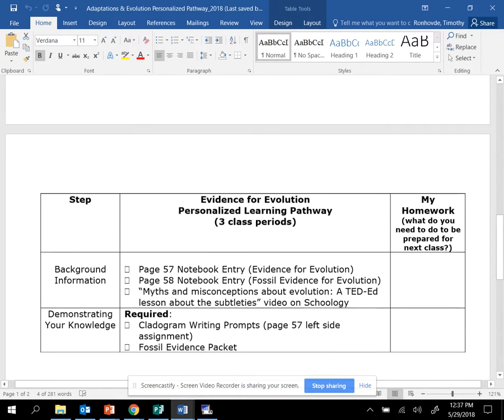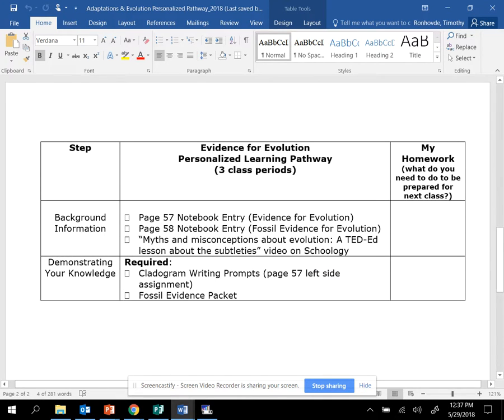There's no multiple choice end of year test. Instead, we'll work on a cladogram assignment the last day of school. You'll do that all in class.